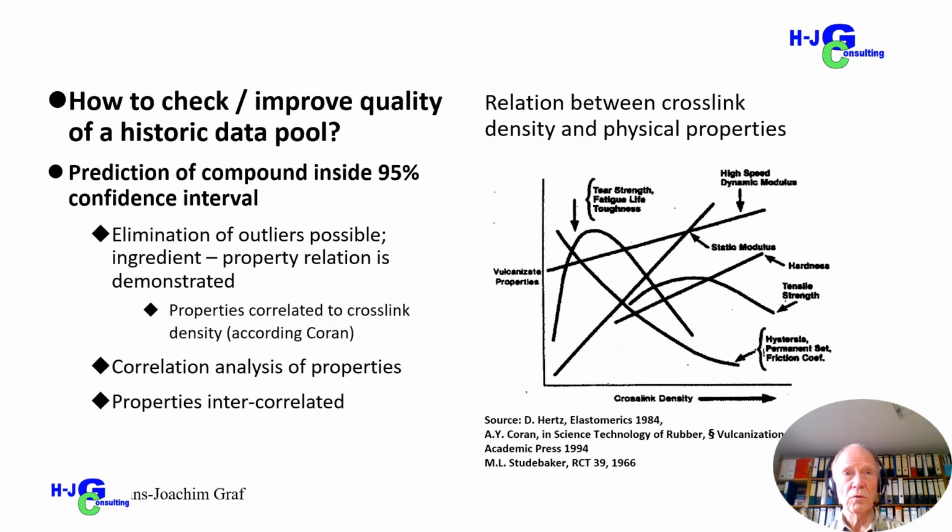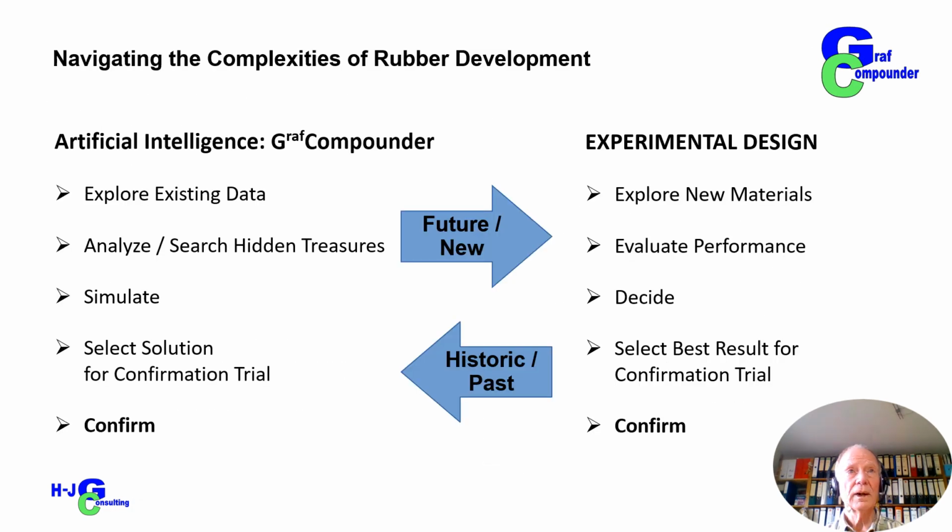Reliable predictions always depend on reliable data. Before using a historical database, its quality should be evaluated. Outliers can be identified and removed. Ingredient property relationships can be analyzed, and correlations between different properties can be verified. Improving data quality directly improves prediction quality.